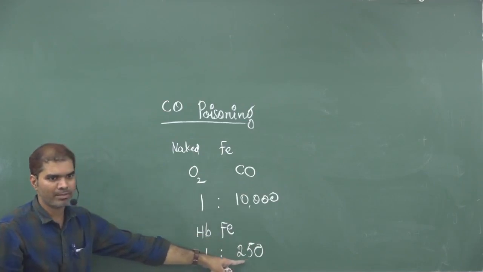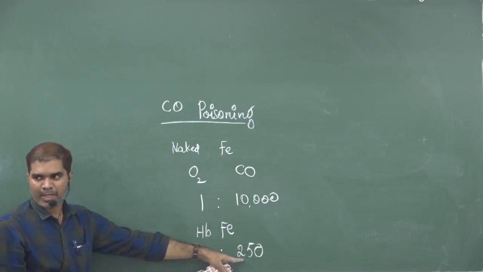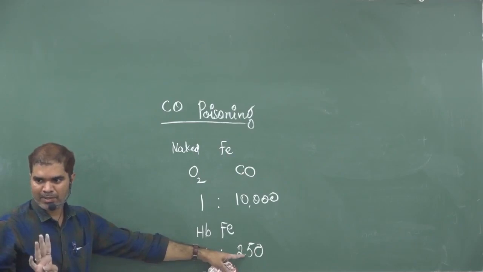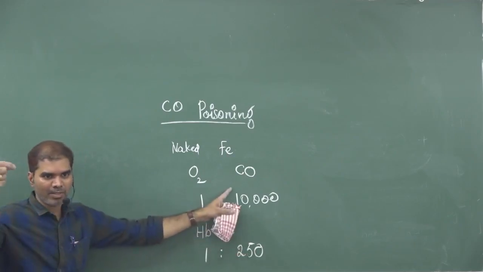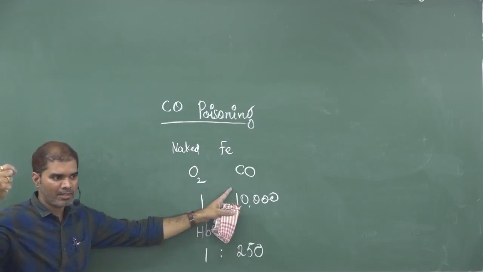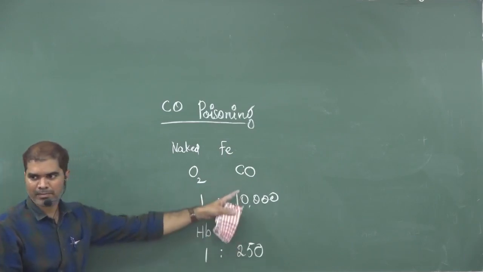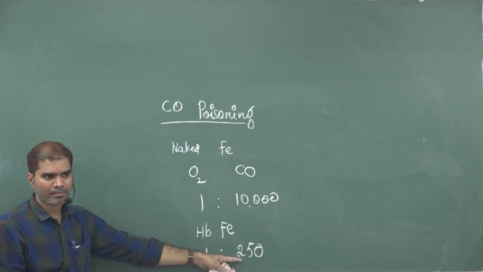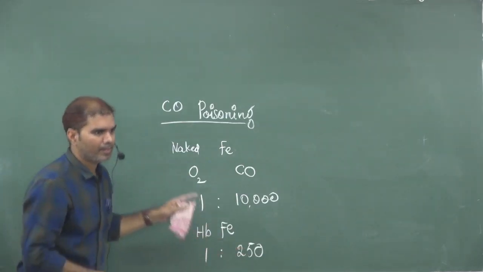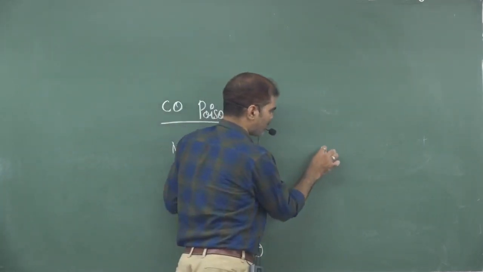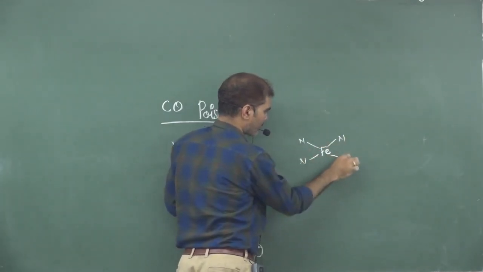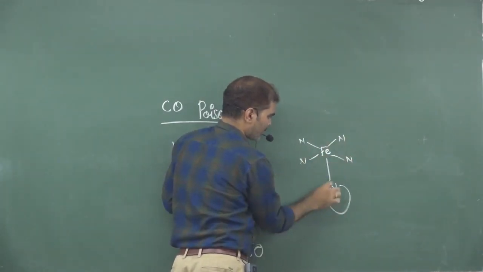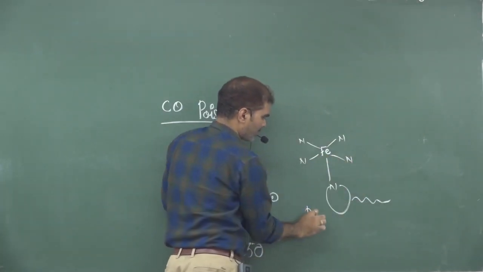What could be the reason? Affinity to CO is greater, understood. But it is 250 times greater in hemoglobin. If it is simple iron outside, it is 10,000 times greater. What could be the difference? Any difference? The difference is this. Suppose this is iron, this is your porphyrin, this is the proximal histidine.